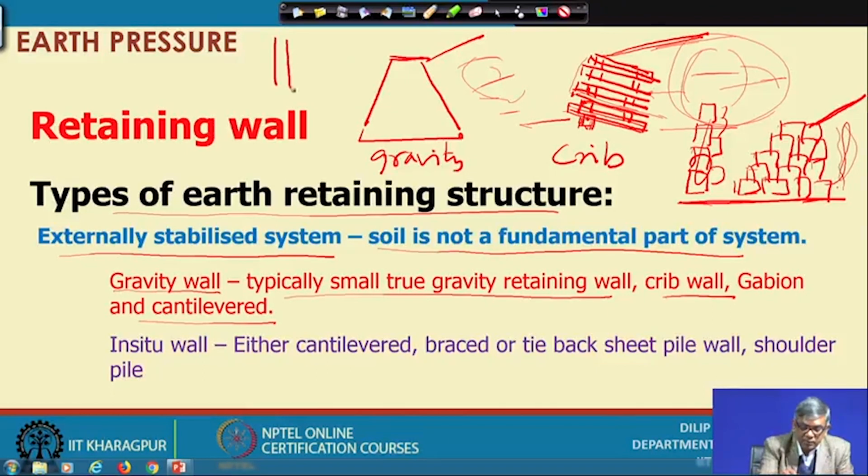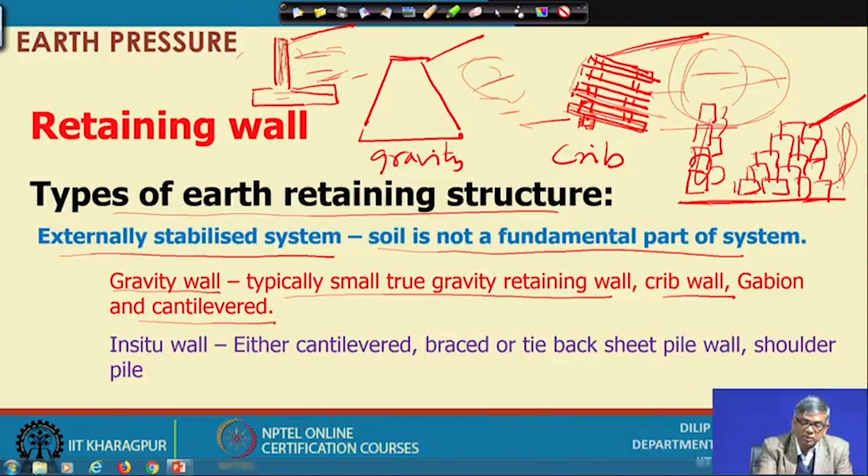There will be, so the wall will be like this, and the side soil will be retained. So, the cantilever means this portion is cantilever. So, this portion is cantilever. So, pressure will be there. So, because of that you have to put enough reinforcement, otherwise the thin concrete section will fail.